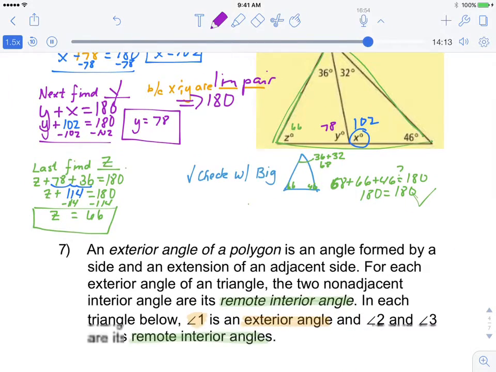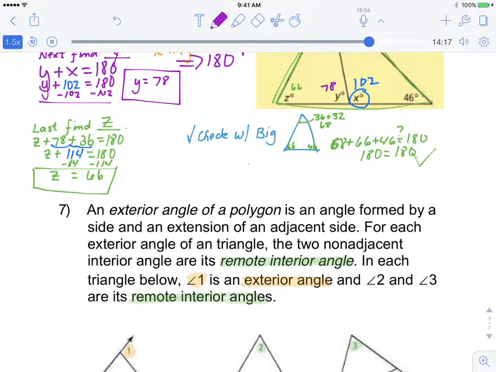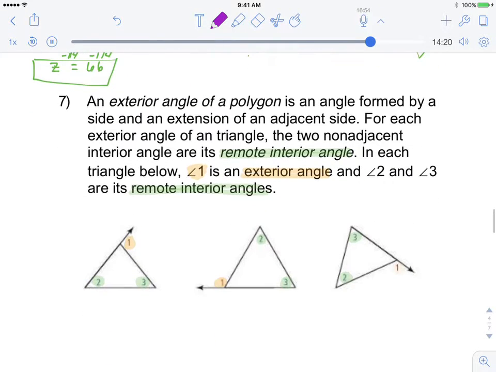For our next example, number 7, we're going to talk about exterior angles of a polygon. And so we can draw an exterior angle from any triangle. And in this case, we're going to name that exterior angle, angle 1. Well, the two remote interior angles in green are 2 and 3. So take a look at these 3 pictures here and notice kind of their shapes or what they look like. Mark this one 1 also. Okay. So what ends up happening is this.